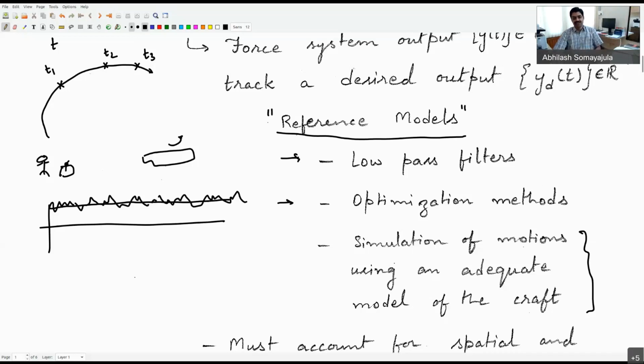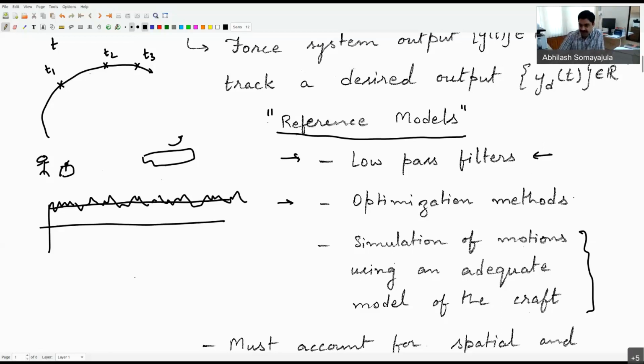All right. So in that sense, you may choose your reference models to be low-pass filters so that these undulations can be evened out in the guidance signal, and you can pass the more viable inputs to your control system in order to do the tracking.